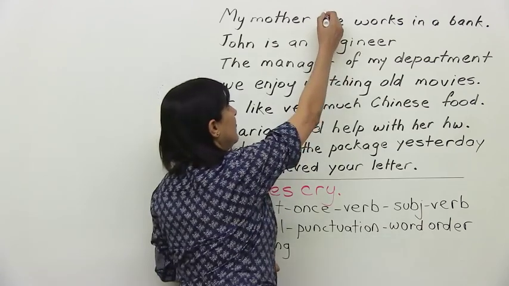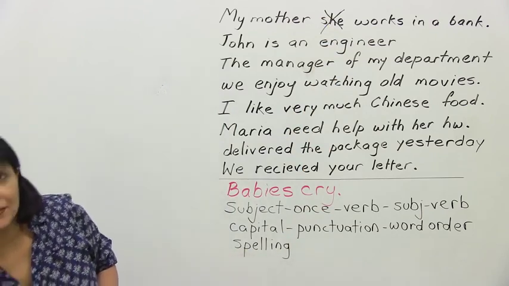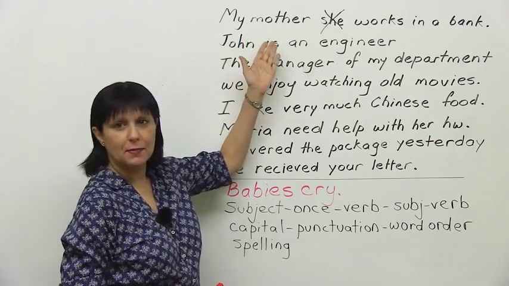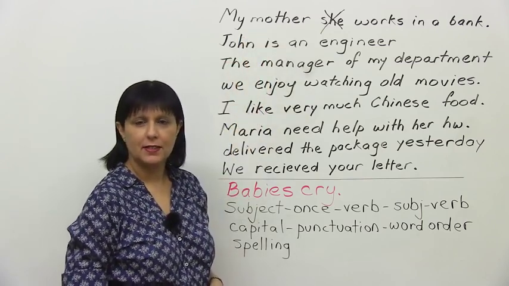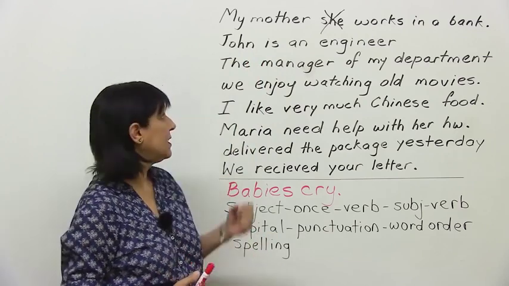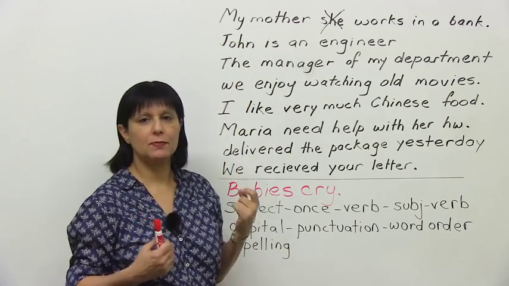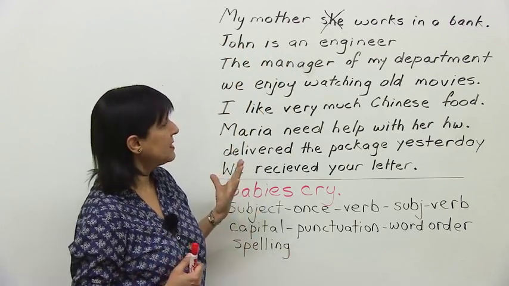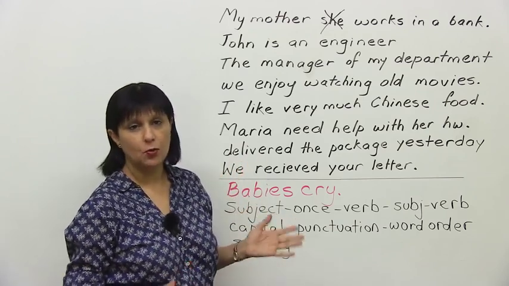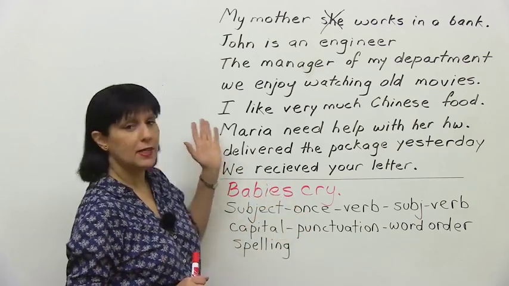Okay. Here. She. All right, I'm just going to grab a different marker. So what happened here is we said my mother, she works in a bank. So we cannot repeat the subject. The mistake here is that we had a double subject. The subject was mentioned twice. In English, you can't do that. You just mention the subject once. So this sentence, in order to be correct, would need to be my mother works in a bank. Or she works in a bank, if you know who she is, right? But you can't say both.